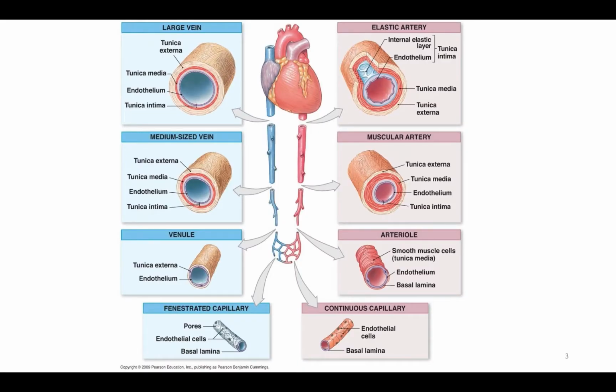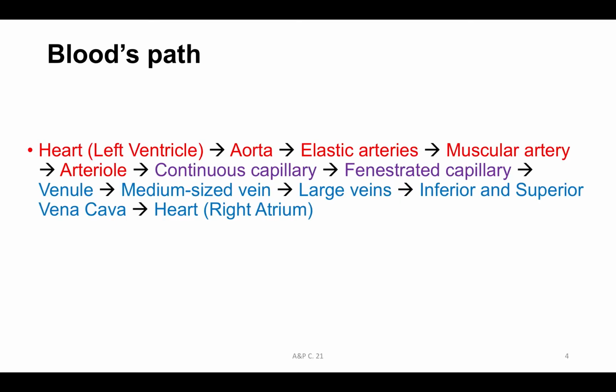Something I would definitely know is the order in which blood travels leaving our heart back to our heart through the vessels. So, leaving the heart, we have our elastic arteries going into our muscular arteries, arterioles, capillaries, venules, medium-sized veins, large veins, which is going to bring that blood back into the heart. And then you had a couple different slides that showed you that in different ways.